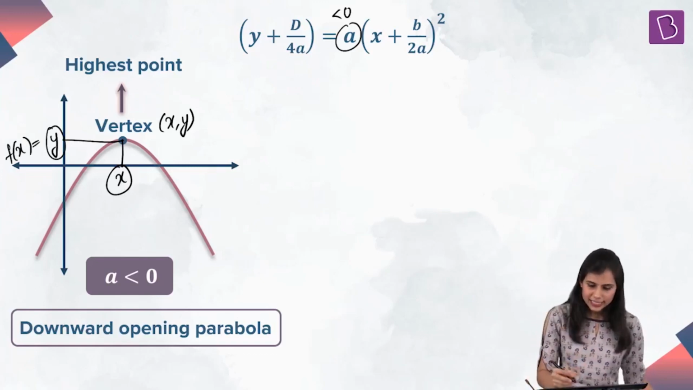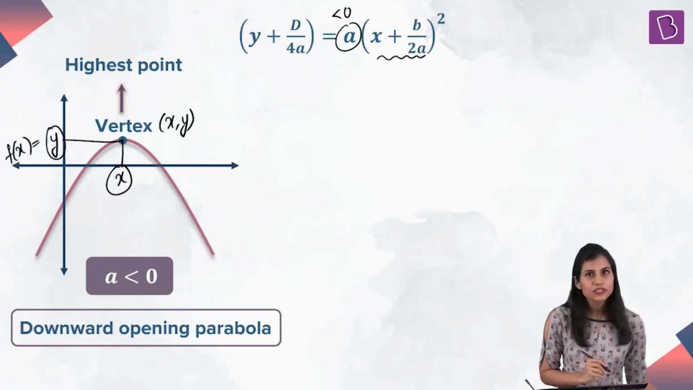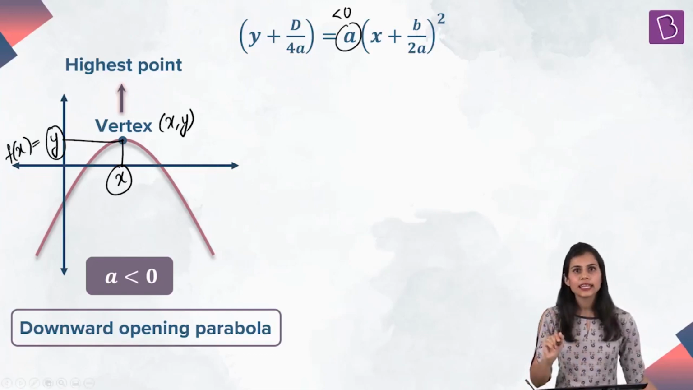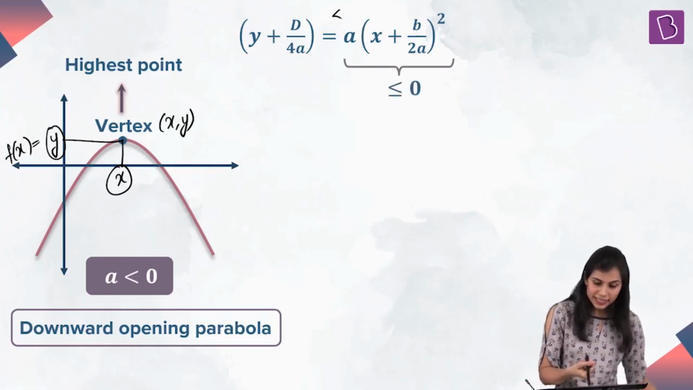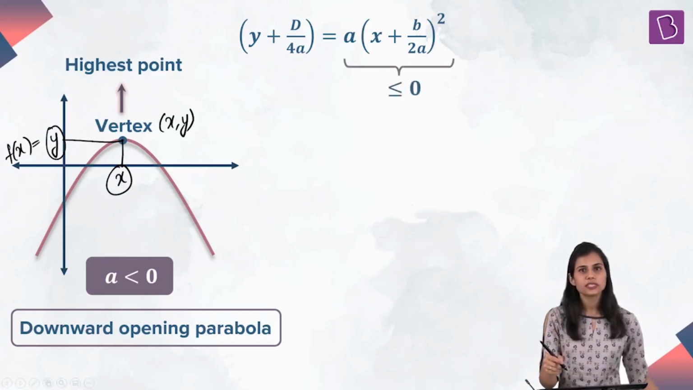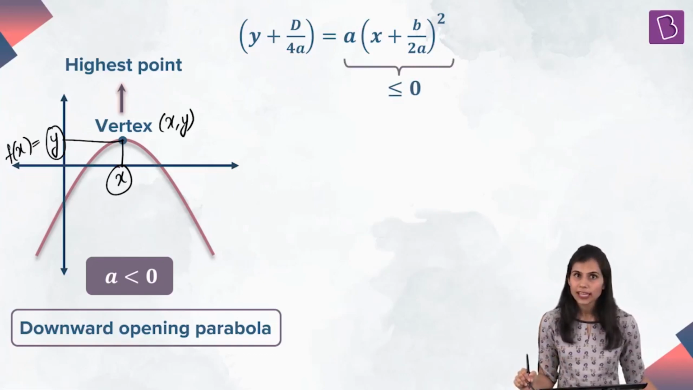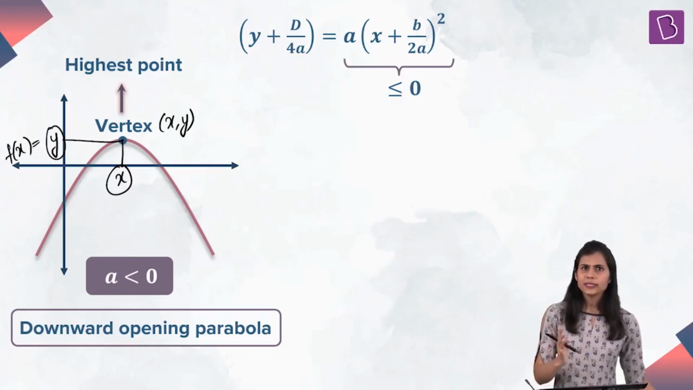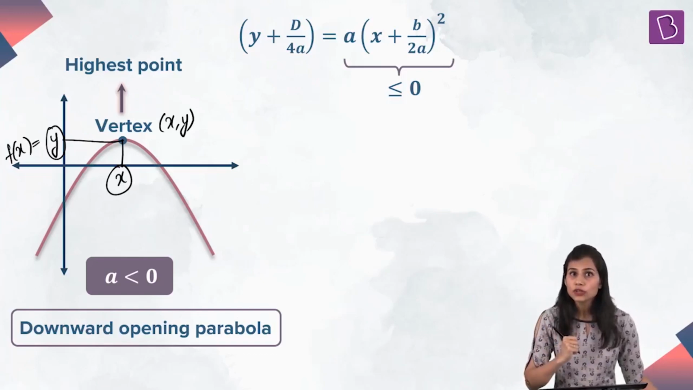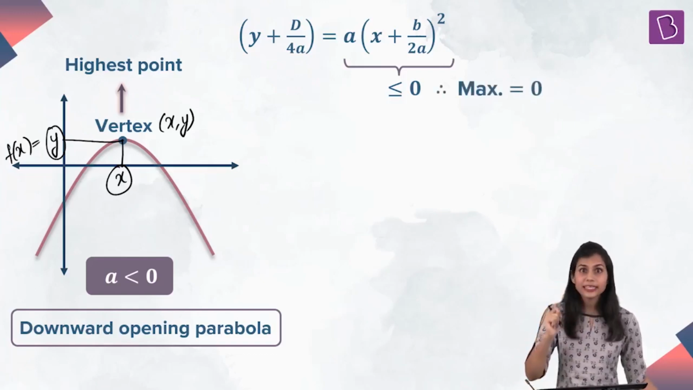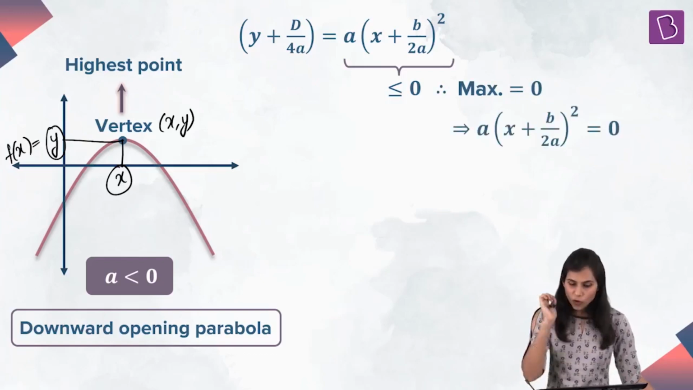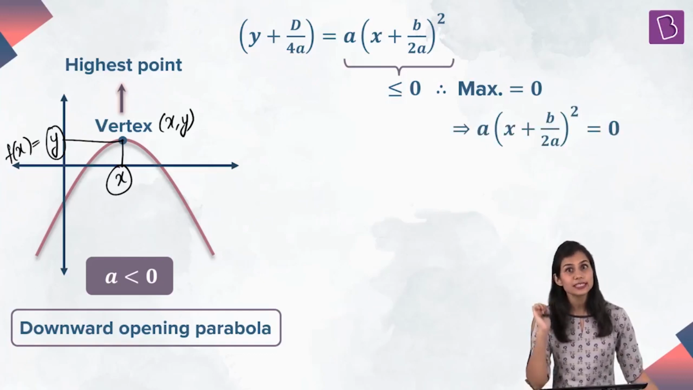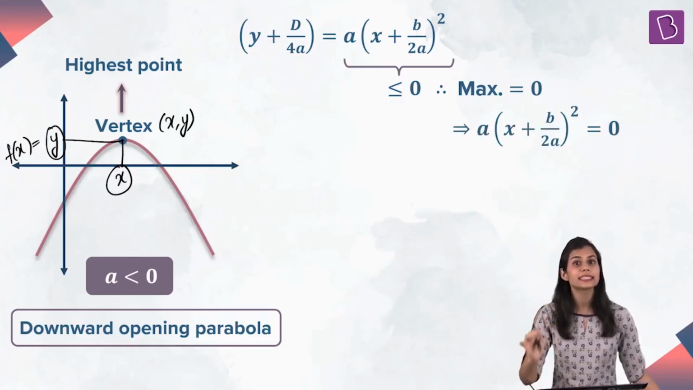Now realize, again, x plus b by 2a is real. The square of any real is non-negative. Non-negative into negative is less than or equal to 0. That means my right-hand side expression of this equation is less than or equal to 0 for every real x. That means it is less than 0 or equal to 0. So the maximum that it can be is 0. I want to find out that value of x for which this right-hand side expression is equal to 0.